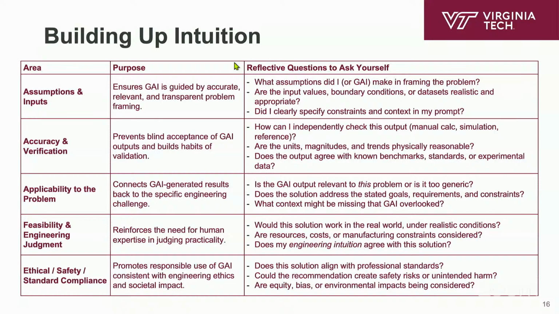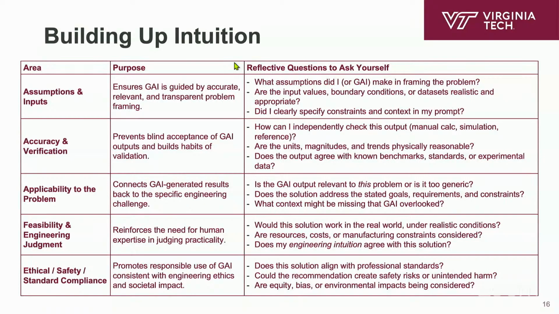Then we have accuracy and verification. So ask yourself, how can I independently check this output? We were talking about mathematical reasoning, your actual manual calculations, possibly even simulating it on some sort of tool where you manually code, or finding some sort of literature reference or textbook reference that can back up the information that I'm finding.